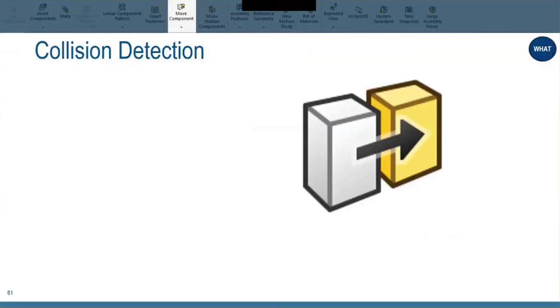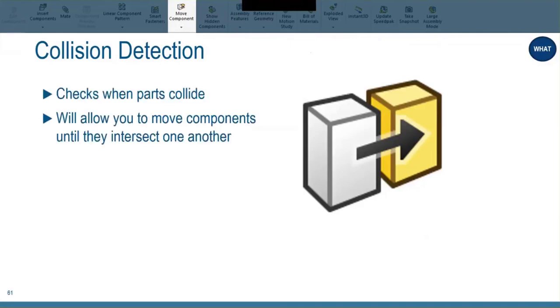So what does collision detection actually do to our model? Well, nothing, but we can use it to check where parts collide, and we can identify the range of motion of the parts and make changes to the parts.